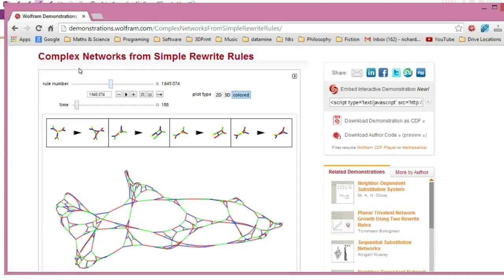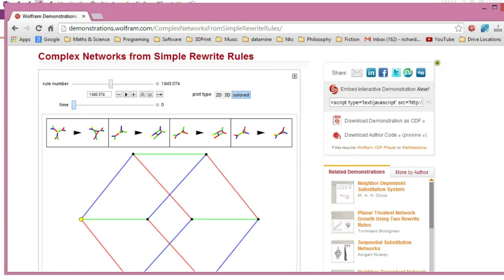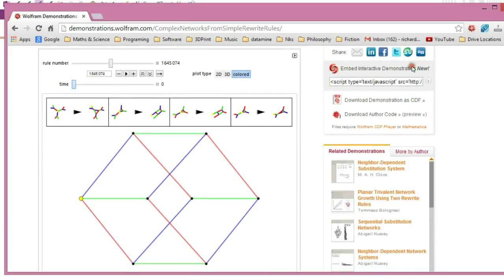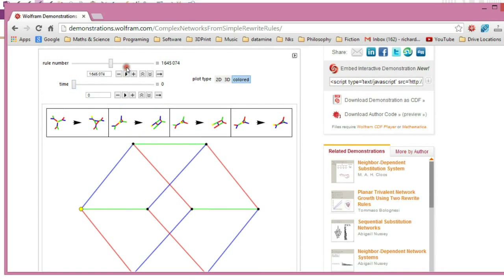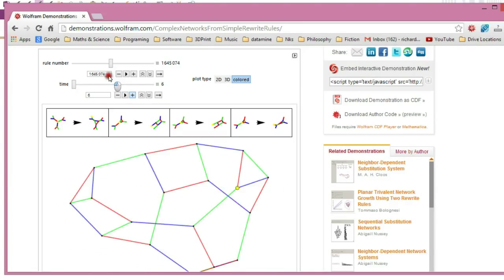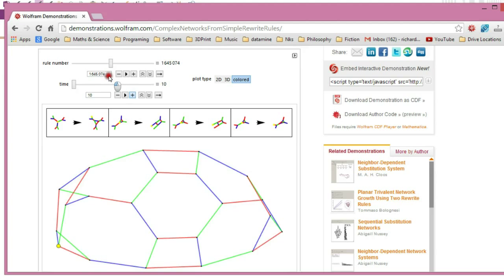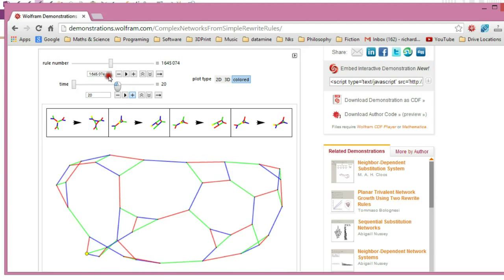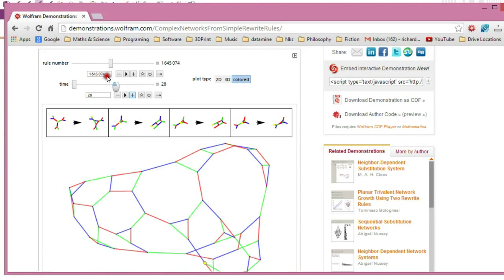We have all these different rules at the top here. Each of these rules defines a particular network growth system. So this is rule number 1,645,074, okay? And this is the rule starting from time step 0. We begin with a cube always. And we keep applying these rewrite rules shown above. So if we move time along, our network changes over time as the yellow node moves and the rewrite rules are applied. And so if we run this system for a long time, we get a curious particular shape.